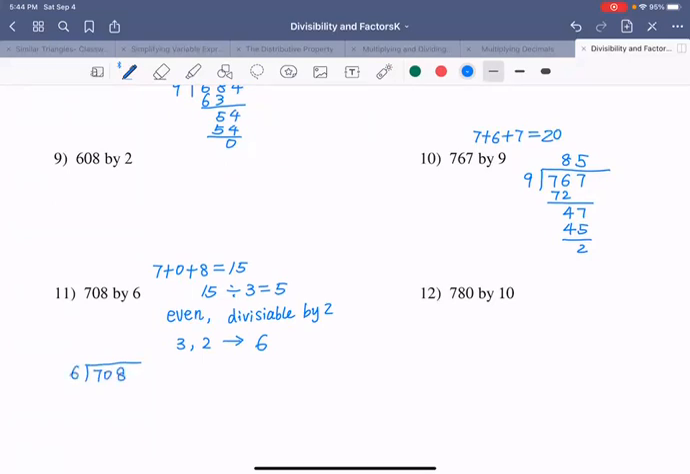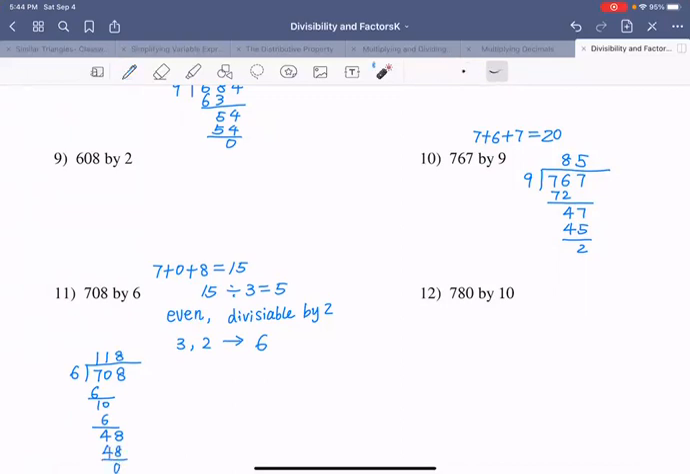Go ahead. Okay. The first one is 1 times 6 is 6. 7 minus 6 is 1. Add the 0, it's 10. And then do another one. 10 minus 6 is 4. Add the 8. 8 times 6 is 48. Good. So 48 minus 48 is 0.